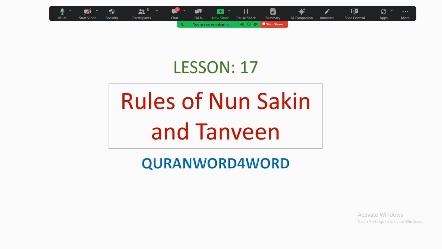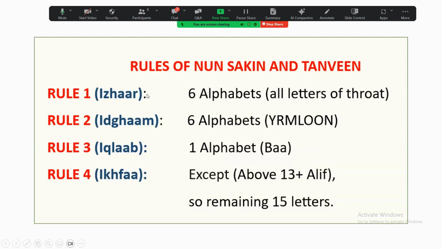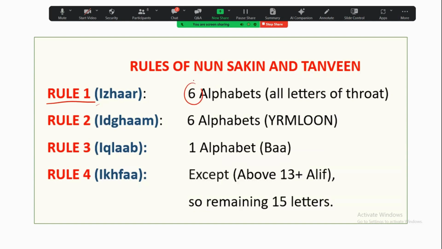So the rules of Noon Sakin and Tanween were four in number. We covered the rule named Izhar, and specifically the full name was Izhar Halqi. This first rule was related to the six alphabets of the throat that we did, right? The Hamza, Ha, Ain, Ha, Ghain and Kha.